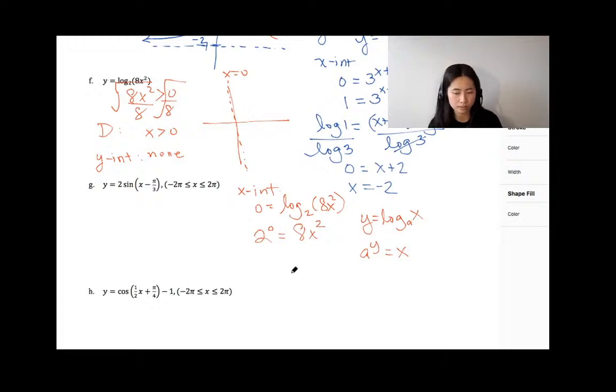So we know that any number raised to the power of 0, 2 raised to the power of 0, is equal to 1. And then you have 8x squared. Dividing both sides by 8, and then taking the square root, you're going to get x is equal to the square root of 1 over 8, which is square root of 2 over 4. So this is approximately 0.354.